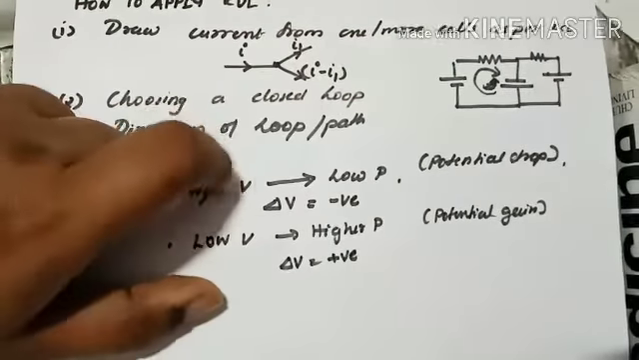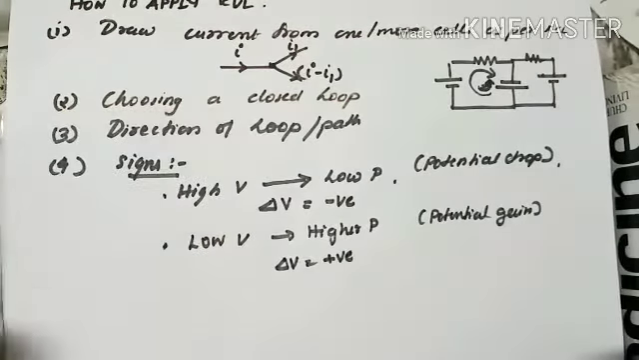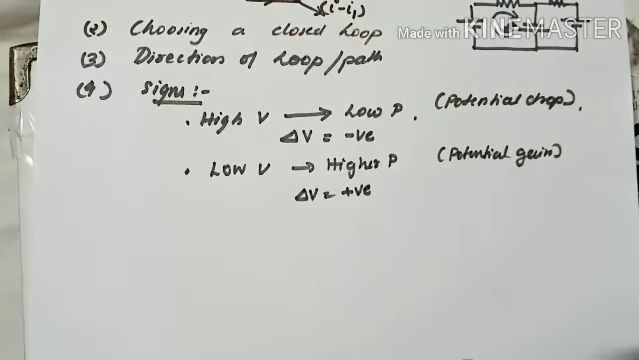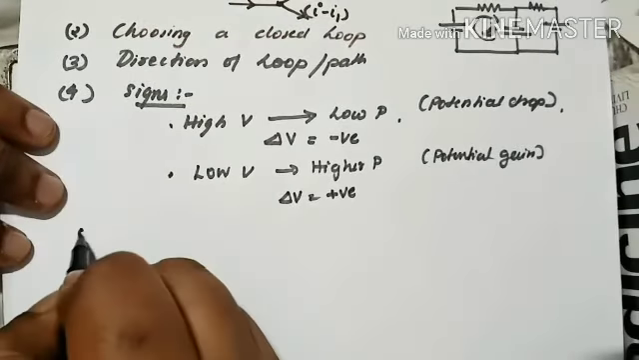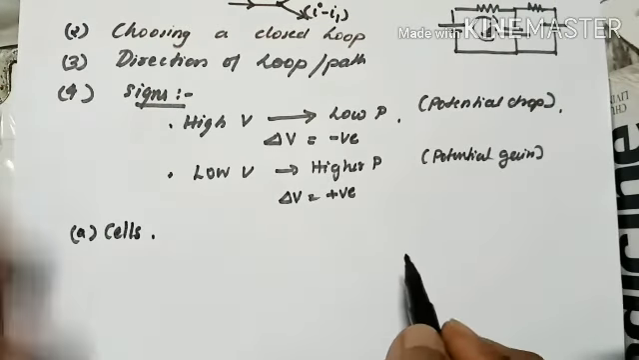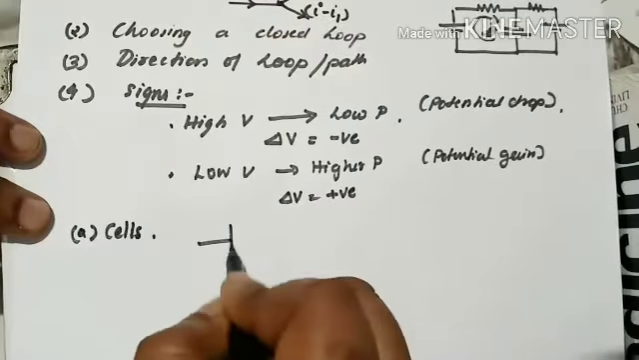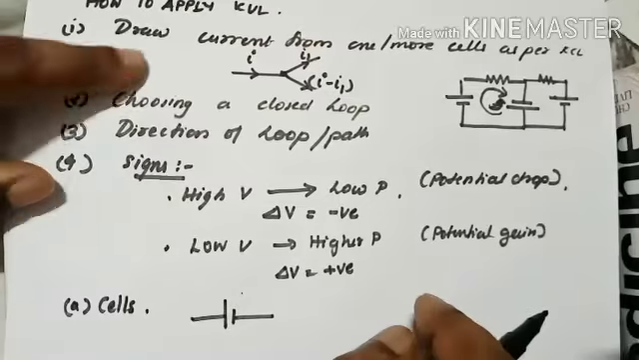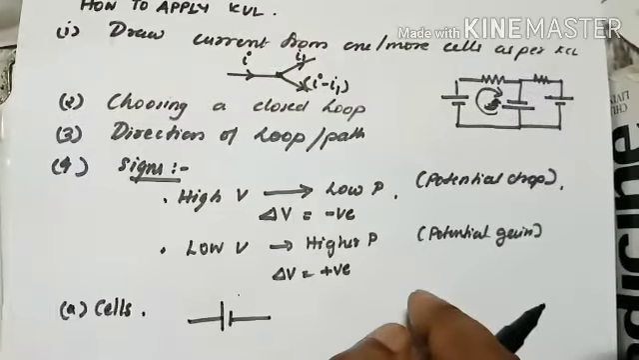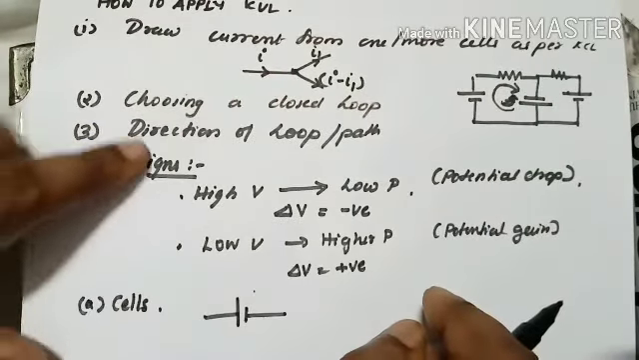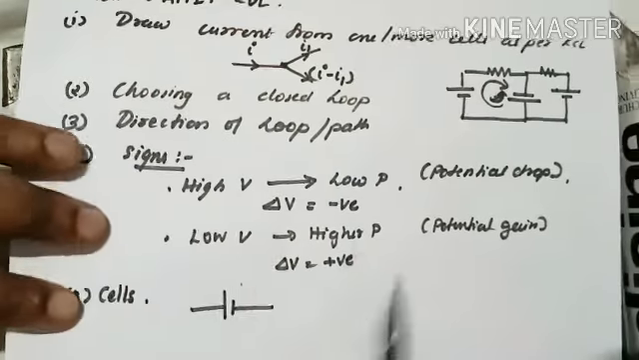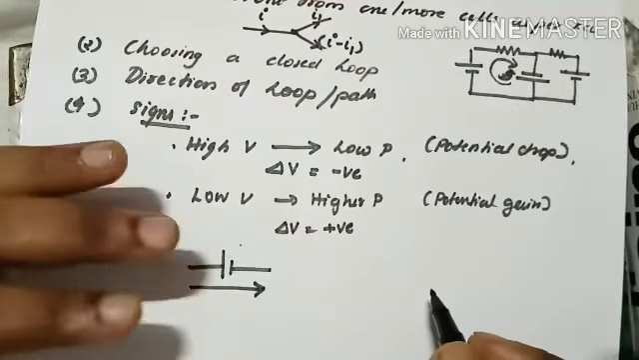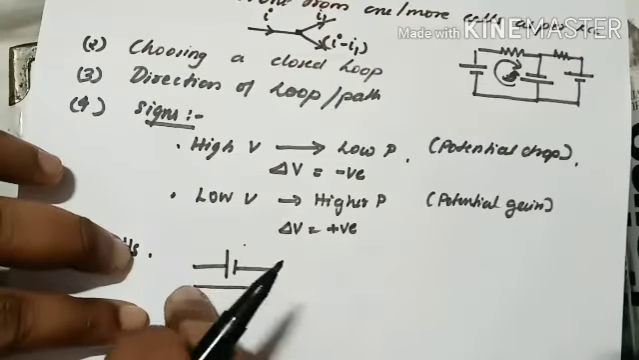Now depending upon these parameters, we are going to consider two criteria: what happens to a cell in the circuit and what happens in the case of resistors in the circuit. First I will deal with cells. Suppose this is a part of a circuit, and this is a cell. We consider a circuit, we draw a current, and now we choose the loop. The main criterion is the direction of the loop, right? Suppose I am going to move in this direction, from this side to this side.